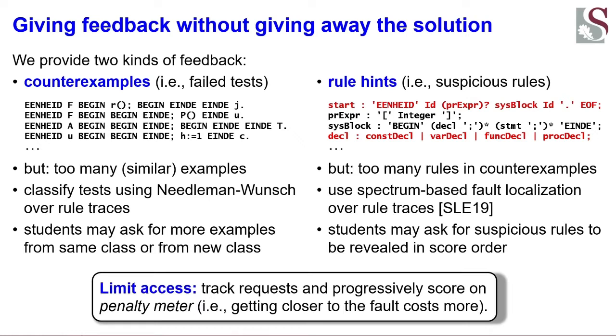So, the guiding principle behind the design of GTutor is that we limit the students' access to the feedback, or more specifically, we require the students to explicitly request feedback information, and then we keep track of the requests and tally up a corresponding penalty, so that asking for more information to get closer to the bug costs more.